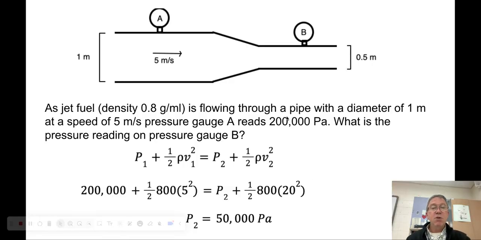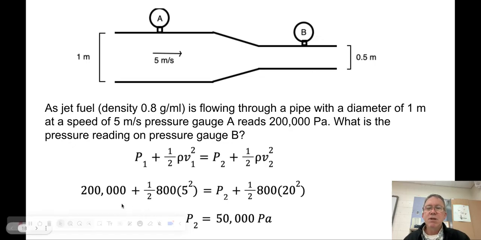I don't have to use the full equation here because there's no change in height. And usually College Board will do that. They'll usually give you a straight pipe and make it very clear that you're not changing height, so you don't have to worry about the rho g h part. So I'm just going to say pressure A plus this kinetic energy is equal to pressure B plus this one.